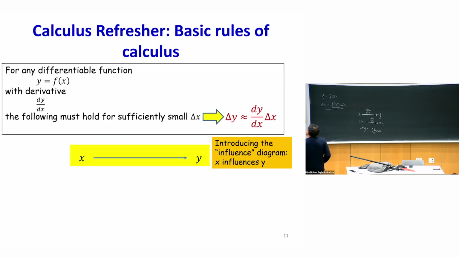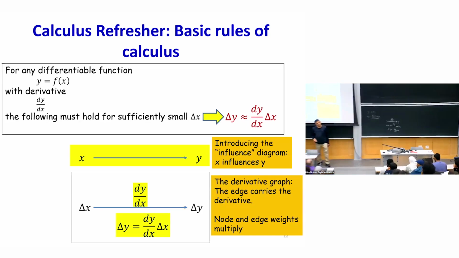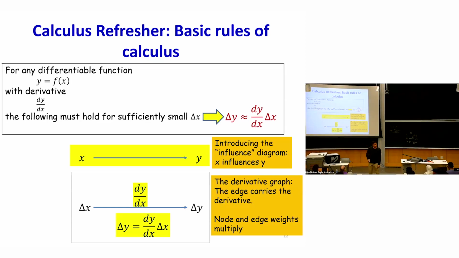For any differentiable function y equals f of x with derivative dy over dx, we know that delta y must be equal to, for small enough perturbations of x, the derivative times delta x. And so in the influence diagram, x influences y. This edge between x and y carries the weight which is equal to the derivative of y with respect to x. Any perturbation delta x going into this edge multiplies the edge weight to give you the corresponding perturbation in y.